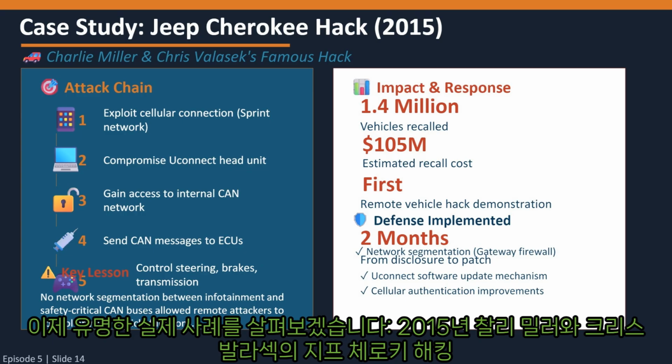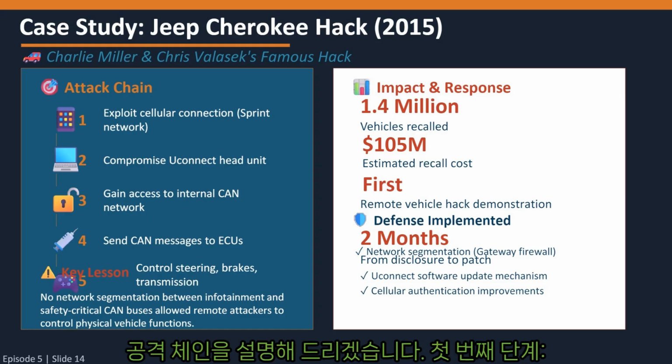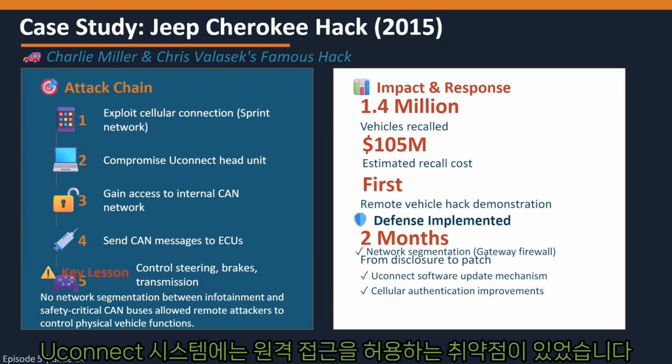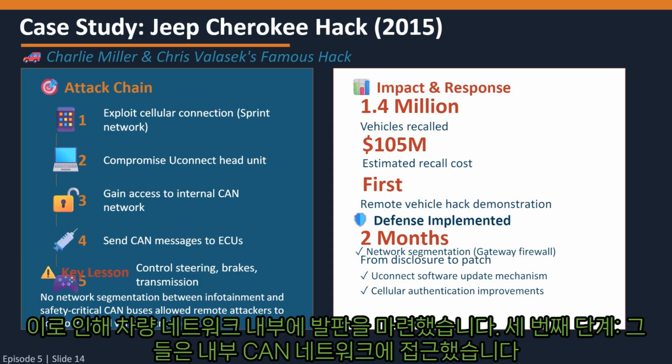Now let's examine a famous real-world case, the 2015 Jeep Cherokee hack by Charlie Miller and Chris Valasek. This was a landmark moment in automotive security. Let me walk you through the attack chain. Step 1. They exploited the cellular connection through Sprint's network. The Uconnect system had vulnerabilities that allowed remote access. Step 2. They compromised the Uconnect head unit, which is the infotainment system. This gave them a foothold inside the vehicle's network.